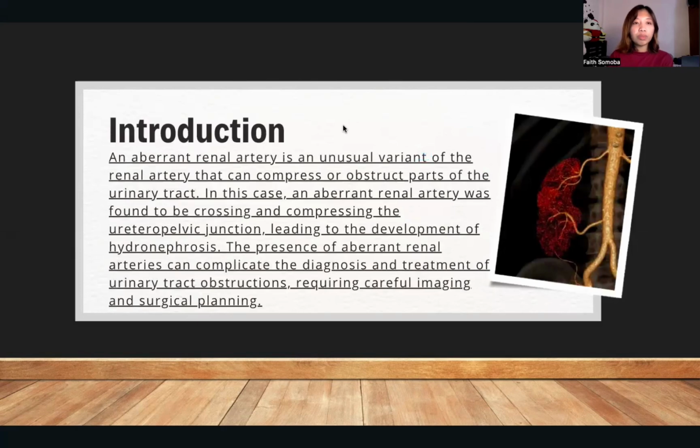As the title speaks for itself, the hydronephrosis is caused by an aberrant renal artery. An aberrant renal artery is an unusual variant of the renal artery that can compress or obstruct parts of the urinary tract. In this case, the aberrant renal artery was found to be crossing and compressing the ureteropelvic junction, causing hydronephrosis. These vascular anomalies can complicate the diagnosis and treatment of urinary tract obstruction, requiring careful imaging and surgical planning.